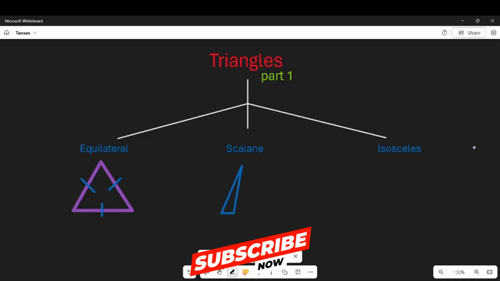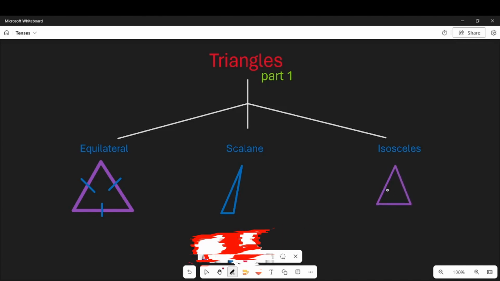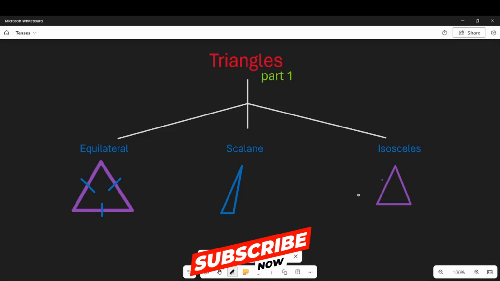And now let's move on to the isosceles triangle. An isosceles triangle is a triangle in which only 2 sides are equal to each other, but the other one is not. So that means that these 2 sides are equal and this side is unequal.